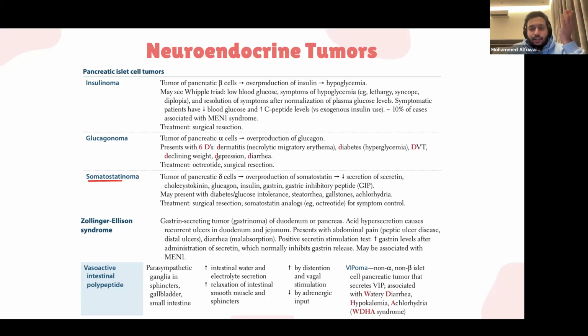First one is insulinoma. From the name, what hormone does it secrete? Insulin. Good. So what cells of the islets secrete insulin? Beta cells. So it's a beta cell neoplasm. A lot of insulin causes what? What happens to the glucose? Does it come low or high? Hypoglycemia. So insulinoma is associated with a triad called Whipple's triad.